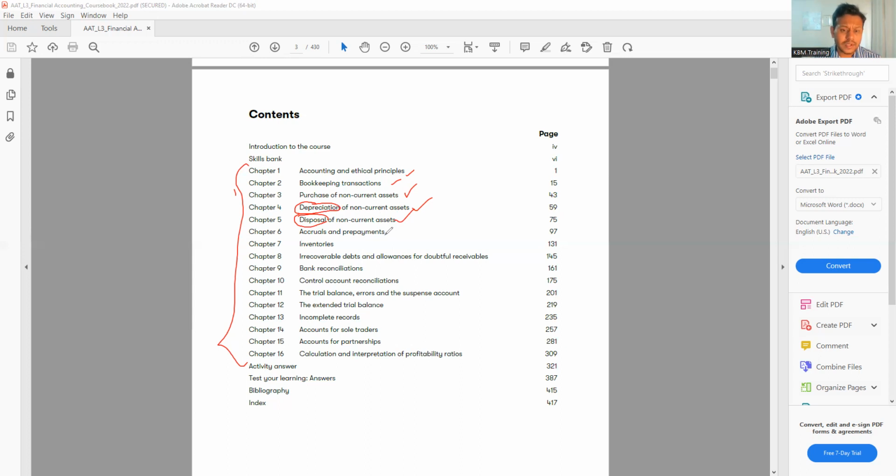Then we have accrual and prepayment. This will be one of the very important and a little bit difficult chapters. So we have to learn how to adjust accruals and prepayment. Accruals and prepayment are normally year-end adjustments. So what happens here, some of the transactions we don't pay immediately. For example, if we buy something from our supplier, we pay after 1 month. So it is possible my year ends in December, but for the transaction of December, I pay in January.